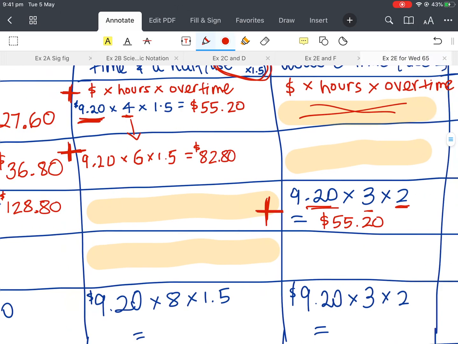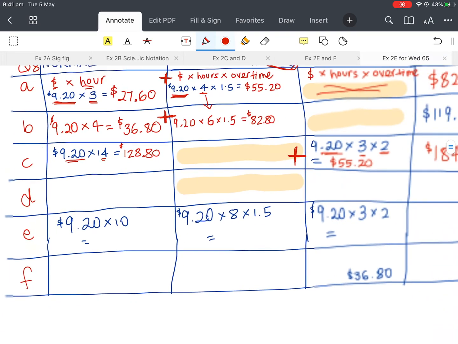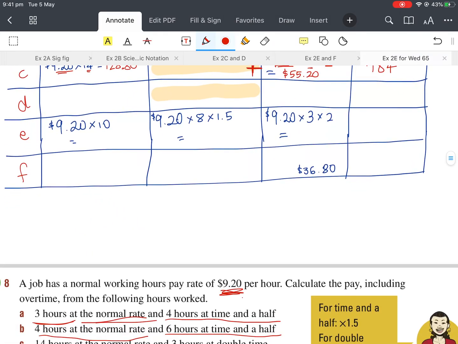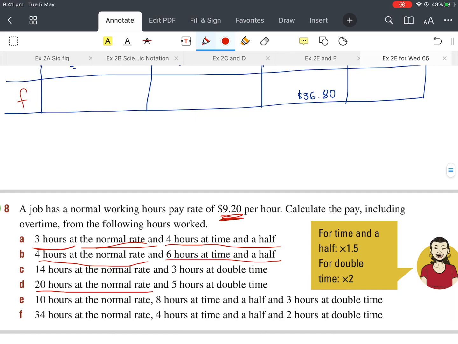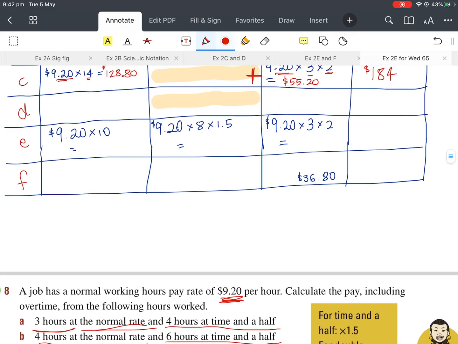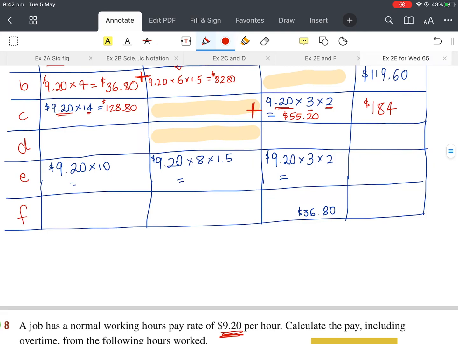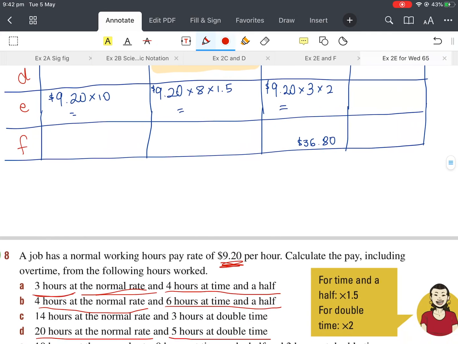Right, next one. And then I'm going to pause the video and give you a break. Can you have a go at question D in the same manner? So I'll read it to you first. 20 hours at the normal rate, 5 hours at double time. Can you have a go at D for me? Pause the video now and have a go at D.